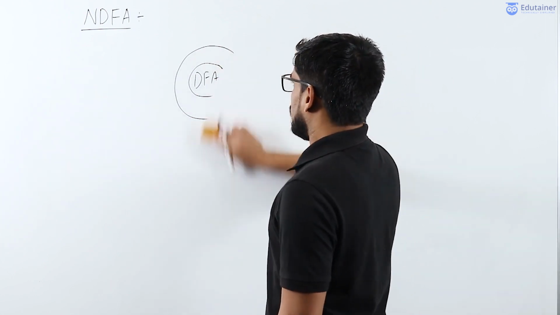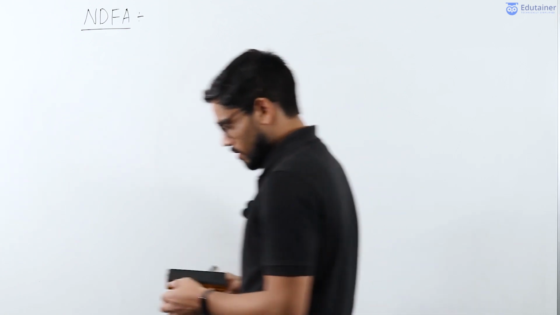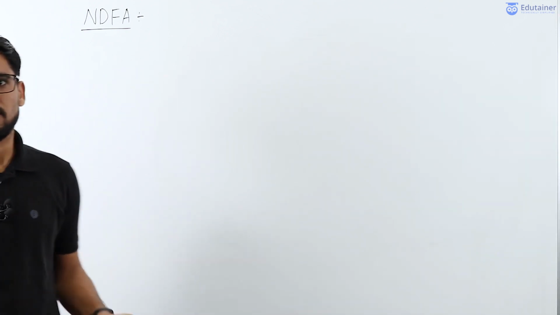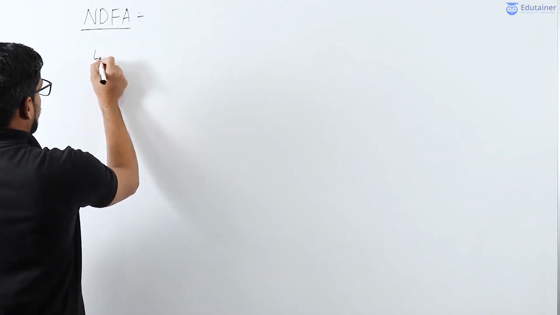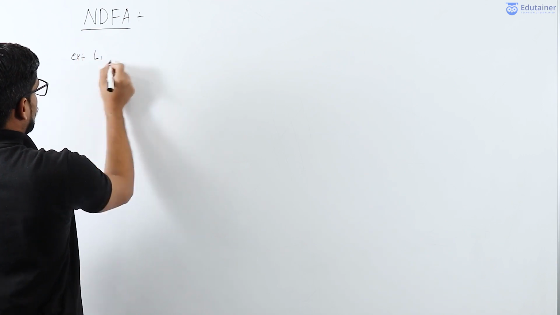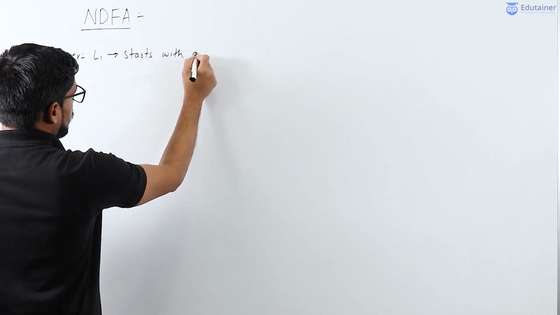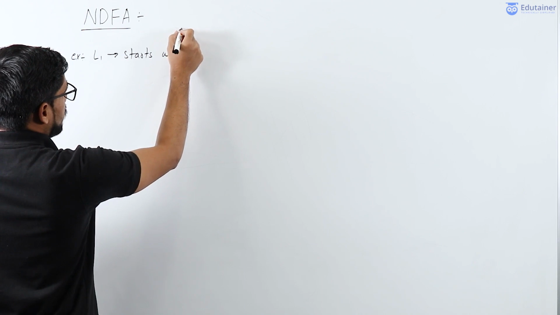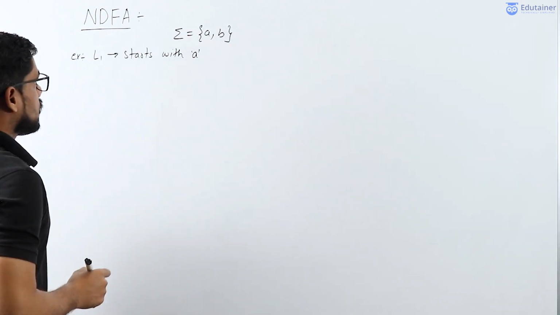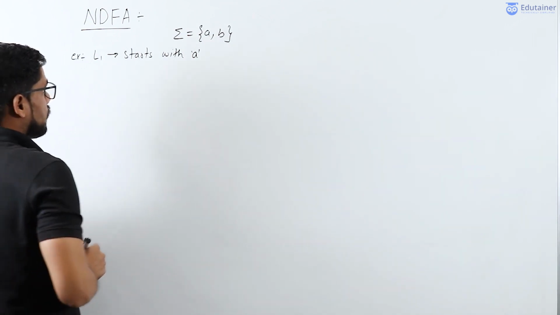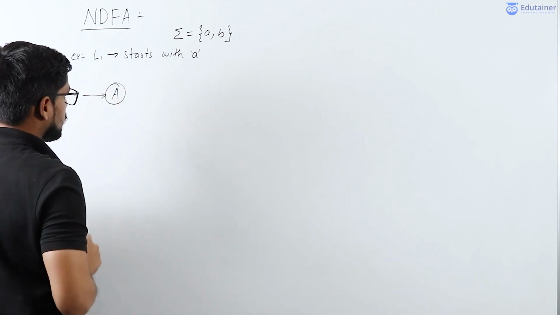Now, for more understanding, let's take some examples of NDFA. All these examples I have already covered in the DFA section also. Let's take a language L1 which starts with A. Assume that our input alphabet sigma is small a and small b. If a language starts with A, then the NDFA transition diagram will look like this.